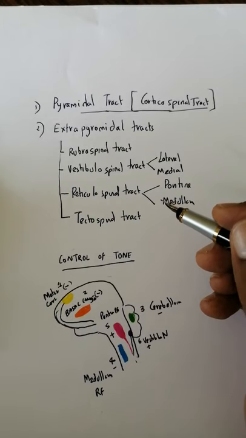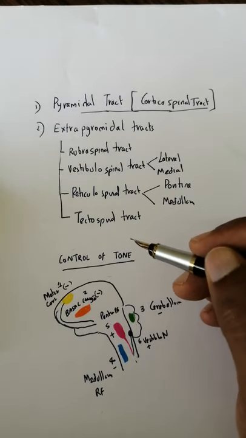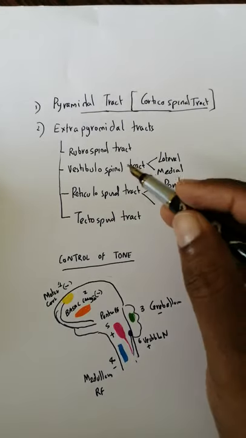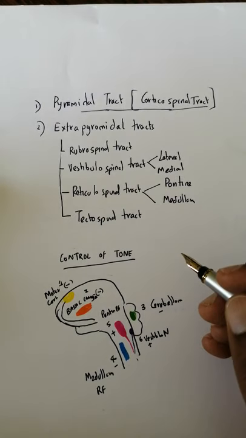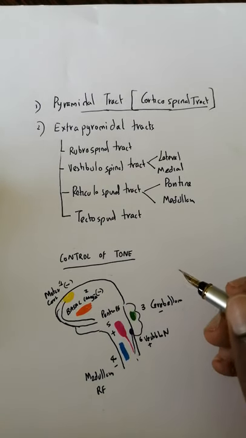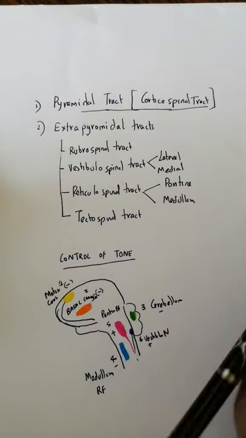So describing the functions of these tracts, I'm going to do by describing other things. Anyway, you have an assignment on this. But anyway, let's look at some of the functions of these tracts by looking at where they act. For that, I'm going to discuss tone and the control of tone.